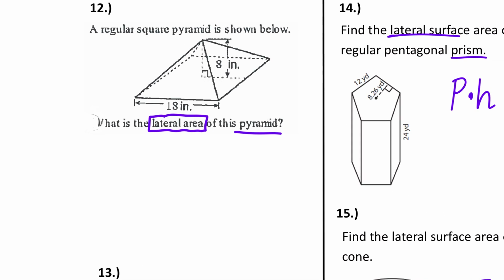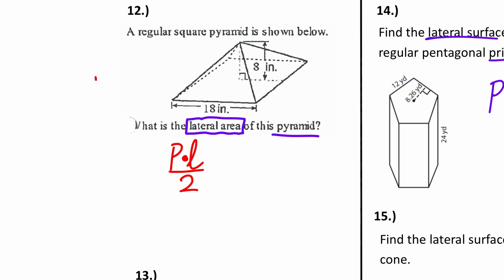Lateral surface area of a pyramid. So it's P times L divided by 2. P times L divided by 2. Okay, the perimeter of the base is going to be 18 plus 18 plus 18 plus 18, which is 72.